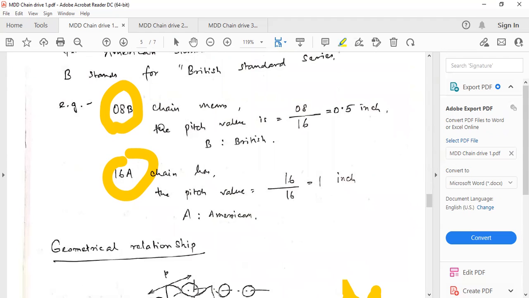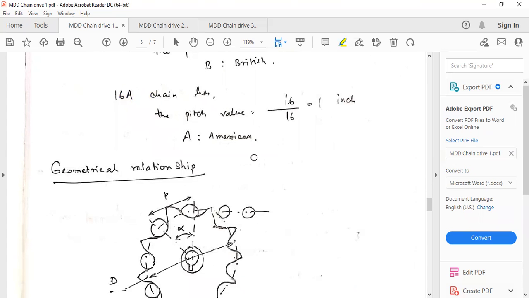So you can see that 08B, it's a British standard chain. B is there. So we have to do 08 divided by 16 to get the pitch value. So this is pitch 0.5. And 16A, you can see its pitch value will be 16 by 16. Whatever value we have, divided by 16, that will get us 1 inch. This is an American standard chain.